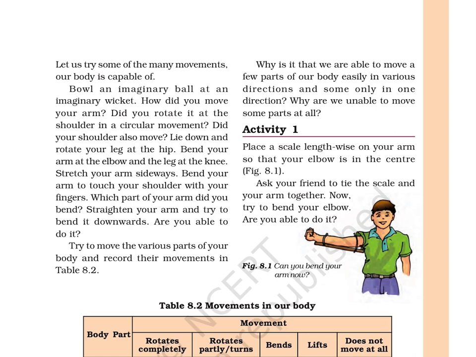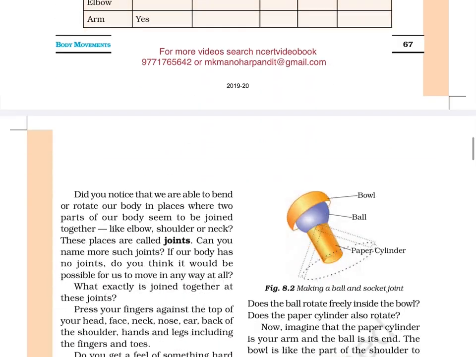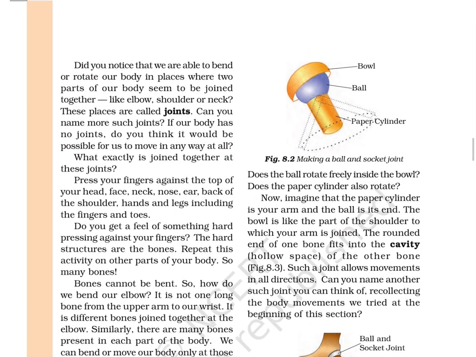Page 68. Did you notice that we are able to bend or rotate our body in places where two parts of our body seem to be joined together, like elbow, shoulder or neck? These places are called joints. Can you name more such joints? If our body had no joints, do you think it would be possible for us to move in any way at all? What exactly is joined together at these joints?